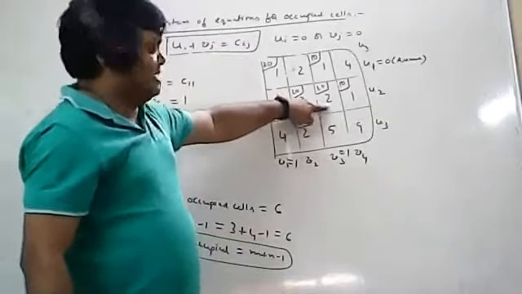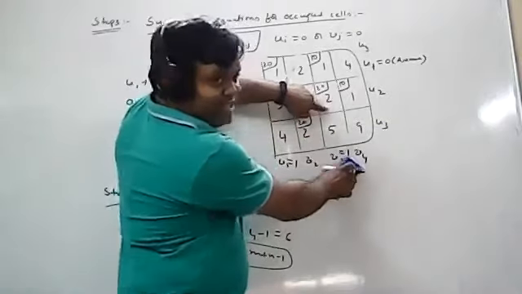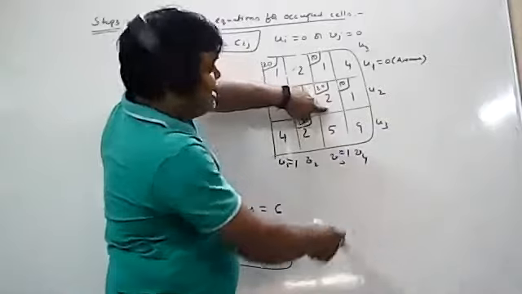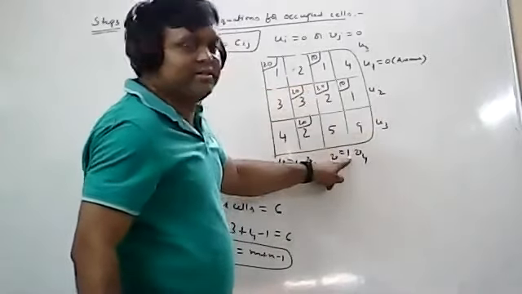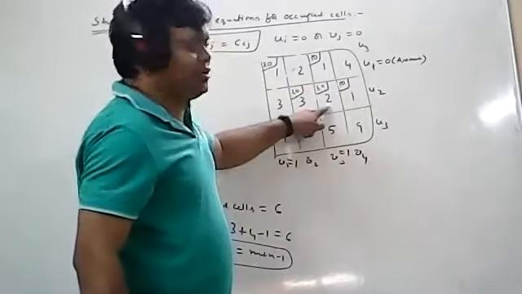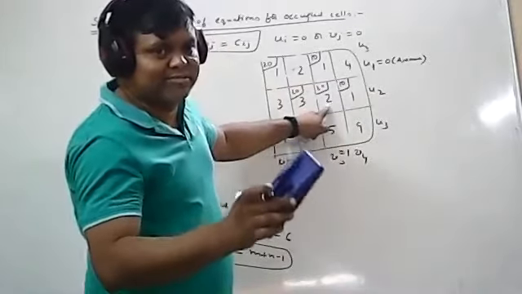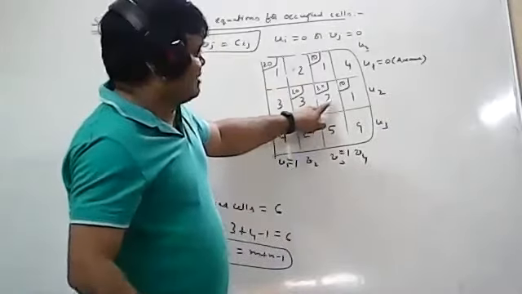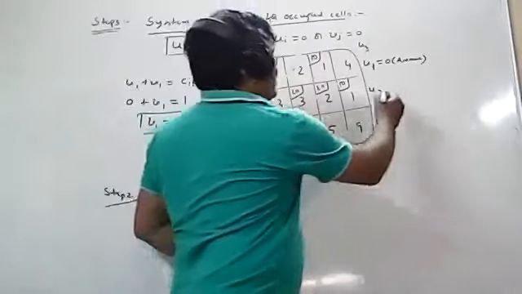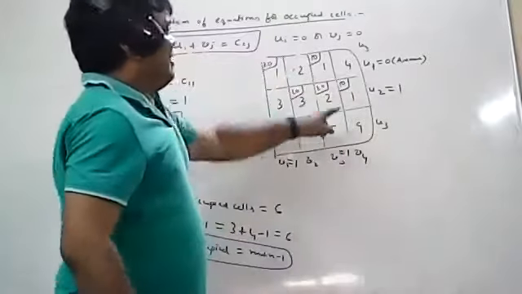The next occupied cell is this one. Now I know V3, so I can get the value because I know one value. See the corresponding value, U2 plus 1 equals 2. So what is the U2 value? U2 equals 2 minus 1, which is 1 only. Now I got this value.